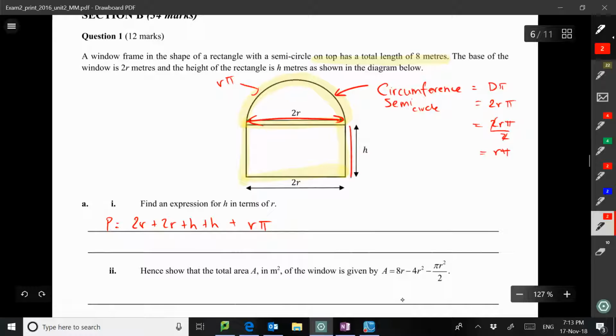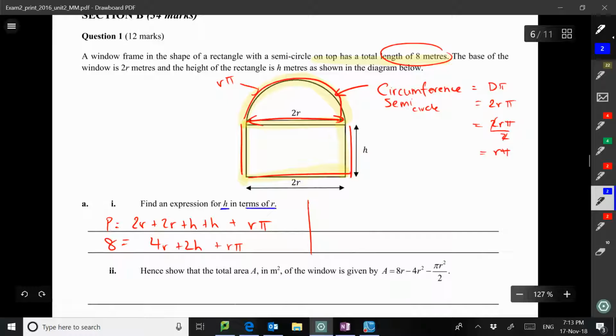So I added h, added 2r, and I added the outside. That should give me the perimeter, and they told me it's a total length of 8 meters. So here we go, 8 equals 4r plus 2h plus r pi. The question wants me to write the expression for h in terms of r, so I need to find h. If I move 4r across and I move r pi across, then it's 8 minus 4r minus r pi is equal to 2h. Therefore, dividing both sides by 2, h equals 4 minus 2r minus r pi on 2. There you go. Done.